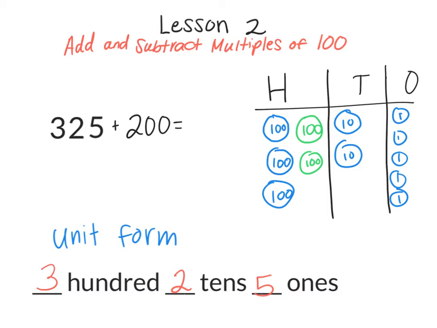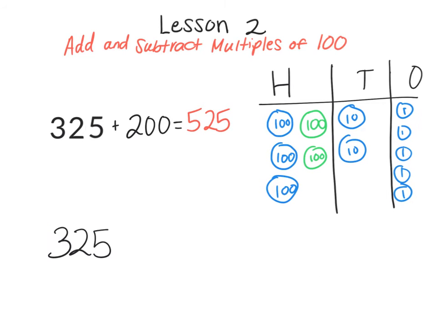Oops. Sorry. Eraser, that's what I meant. So I now have 500 down below, and nothing changed in my tens place or my ones place. So my 300 grew by 200, so my final answer would be 525.